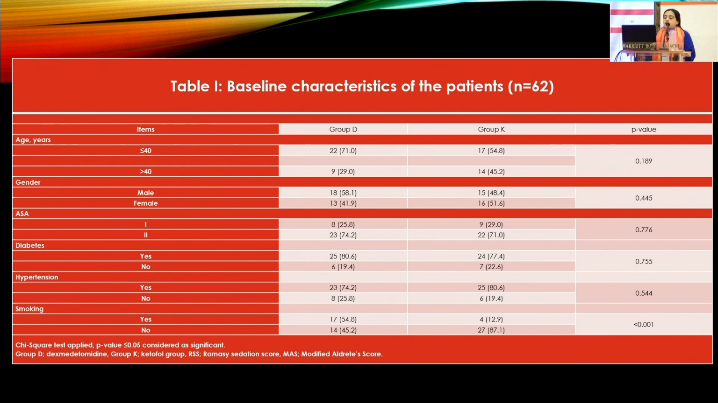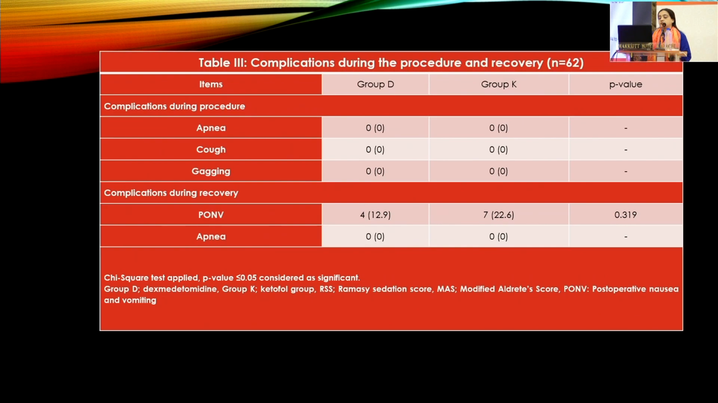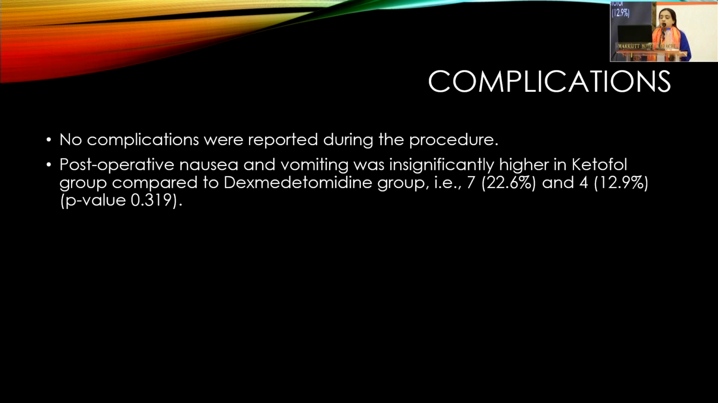This is the table showing baseline characteristics, and there is insignificant association between all these characteristics. And this table is showing time to achieve Ramsay sedation score, which is significant in dexmedetomidine group, and time to achieve Aldrete score of 9, which is also significant in group D, the dexmedetomidine group. These are the complications. No complications were reported during the procedure, except post-op nausea vomiting was insignificantly higher in ketofol group.